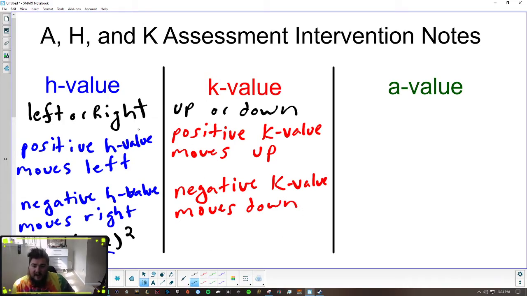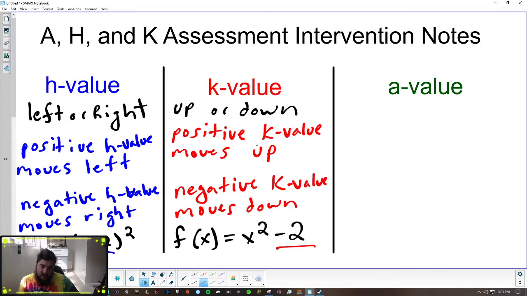Okay, and unlike the H value, the K value is attached to the end of the function. So if we had the quadratic function, f of x equals x squared, our K value would go to the end. So if we did the minus 2 on the end of our function, this would move us down 2. See how it's outside of the function, attached to the end, rather than being inside the function with the parentheses like the H value. So K value, positive goes up, negative goes down. And one more time, H value, positive moves our graph left, negative moves our graph to the right.